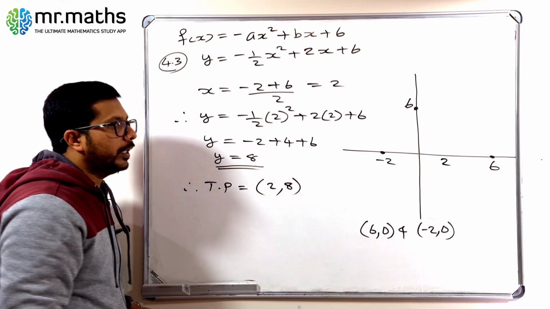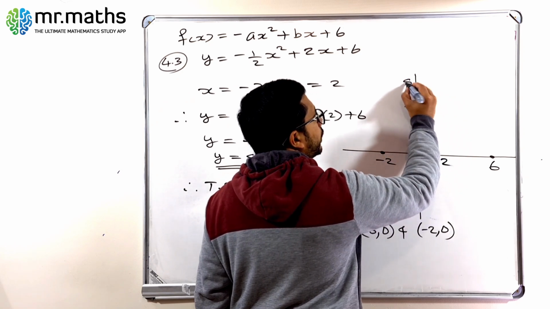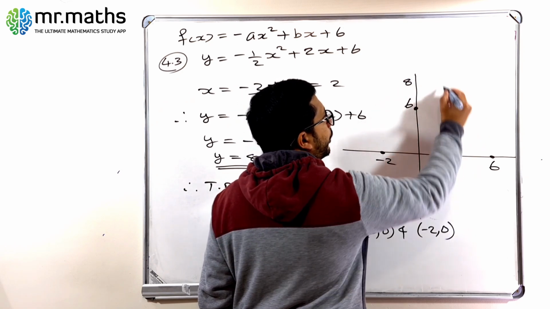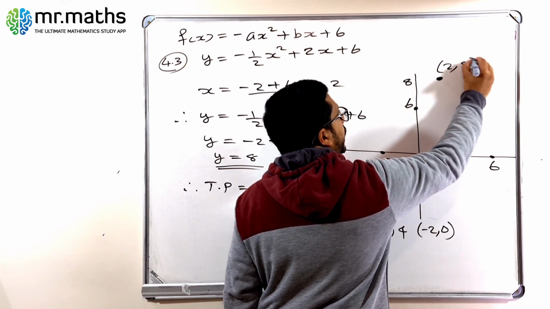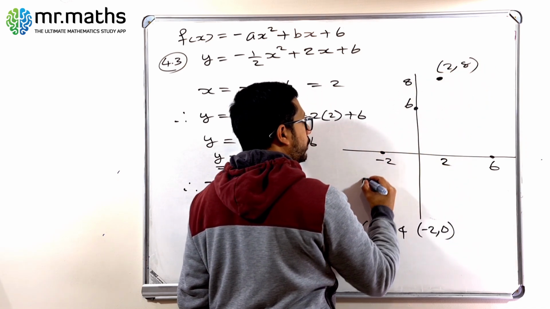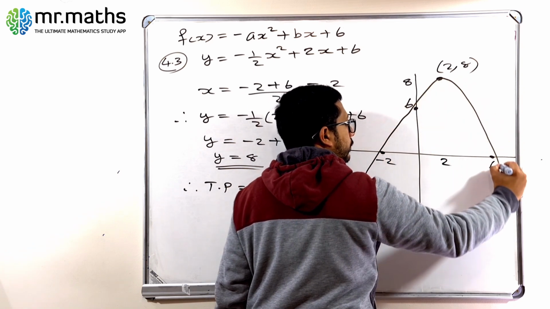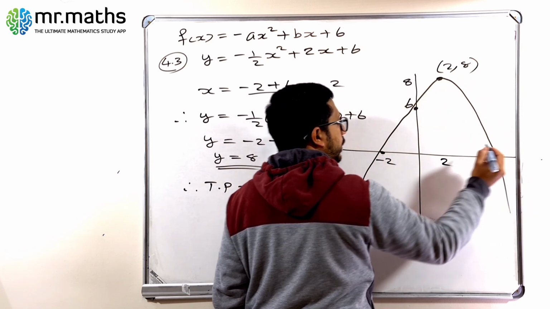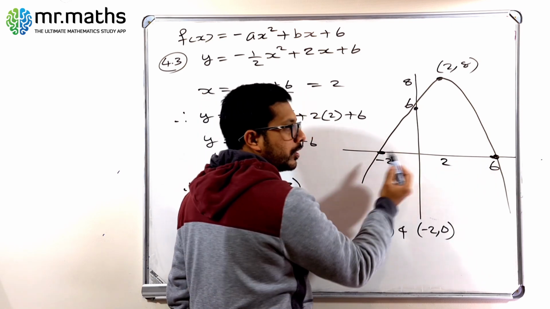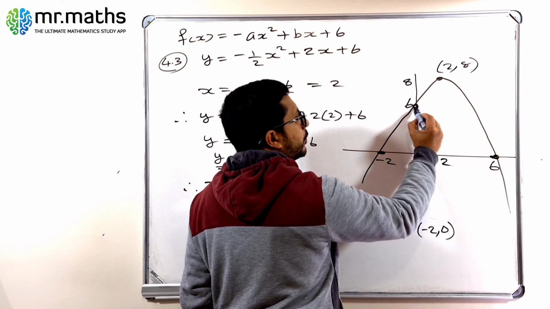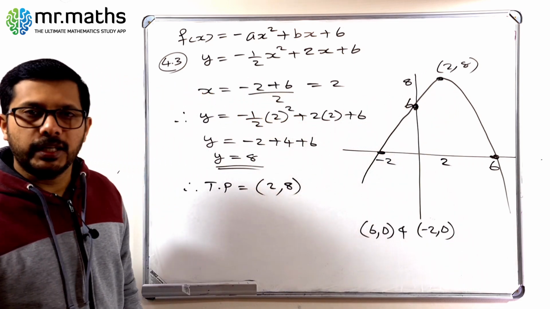8. 2 comma 8. Now we can mark it exactly. Assume that this is 8. So 2 comma 8 is somewhere here. This is 2 comma 8. Now we can draw the graph. So here you can see that the x-intercepts are minus 2 and 6, the y-intercept is 6, and the turning point is 2 comma 8.